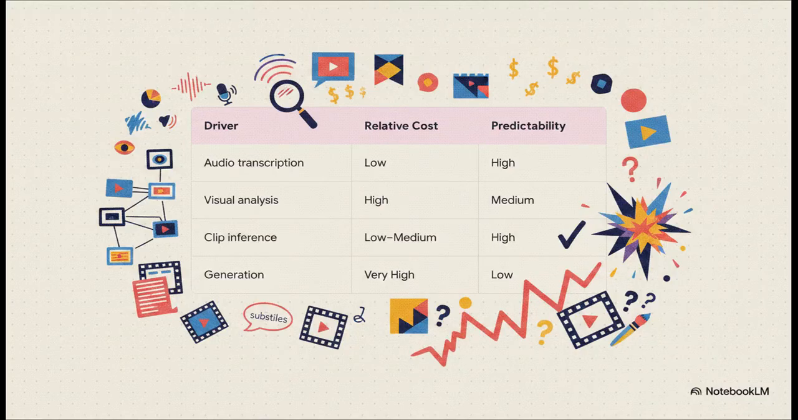This table here breaks that whole process down into 4 stages. And you'll notice a pattern, right? Audio transcription is cheap and predictable, but as we move over to visual analysis and especially the final generation, where the AI adds subtitles and B-roll, the cost gets really high and totally unpredictable. Just think of it like a factory line. The raw materials are cheap, but all the complex assembly and finishing work, that's where the real expense is.